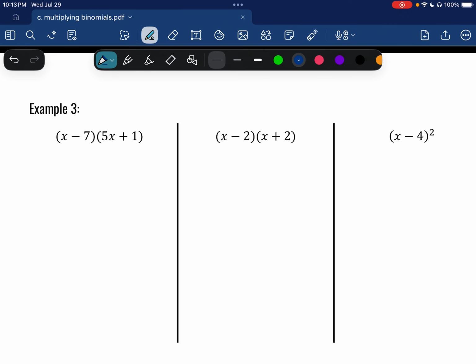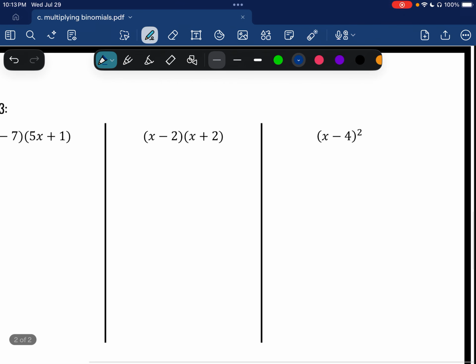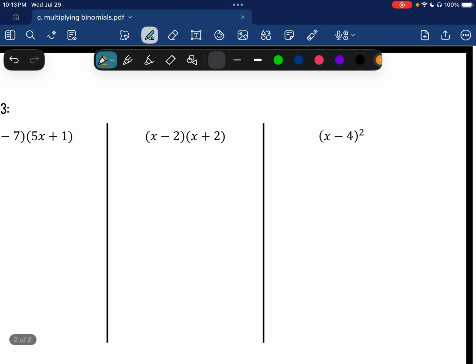Don't let that little square scare you, right? All squaring means is that you're taking something and multiplying it by itself one time. So here we have x minus 4, and I'm going to multiply it by itself, x minus 4. And then we're going to see what happens there. So go ahead, pause the video.